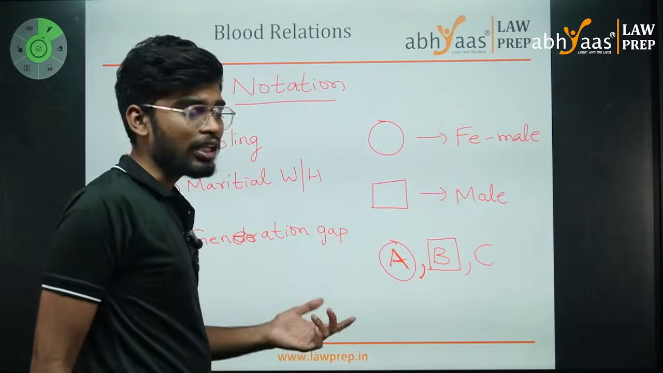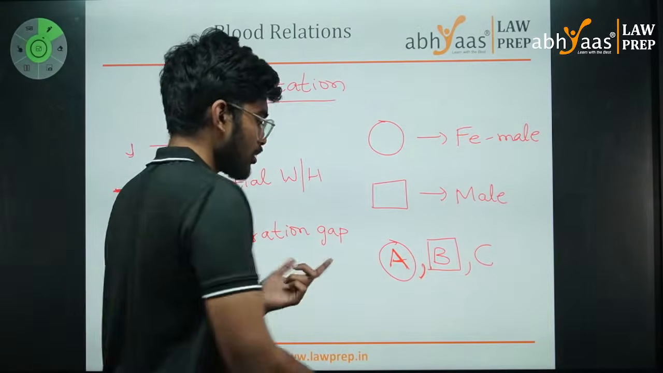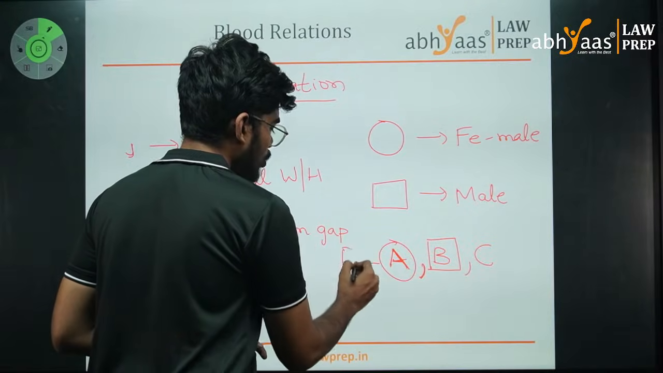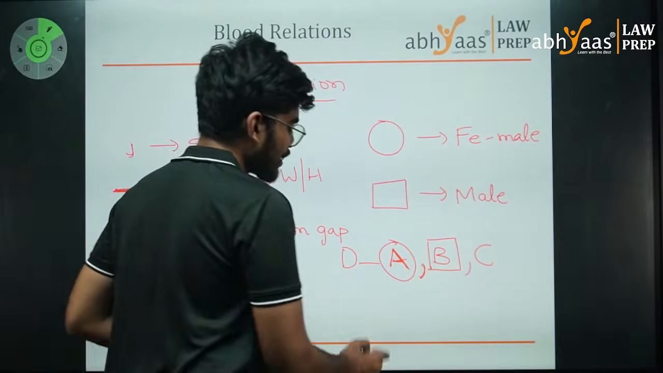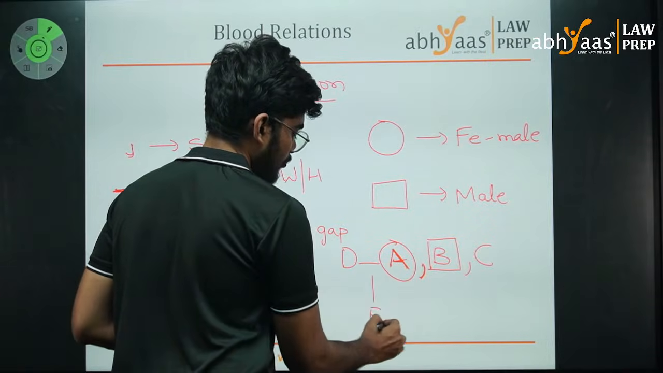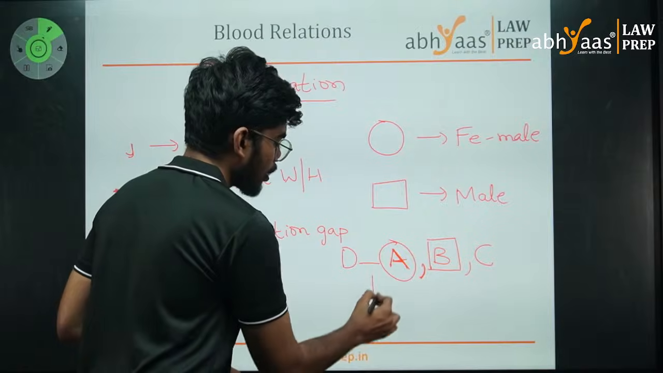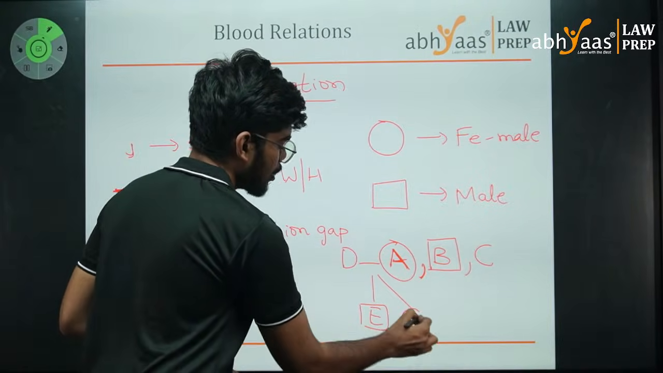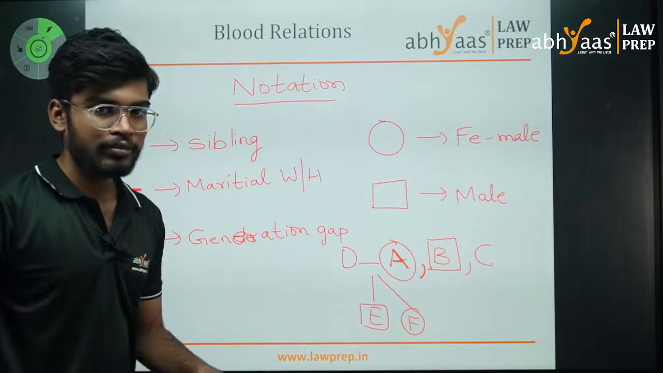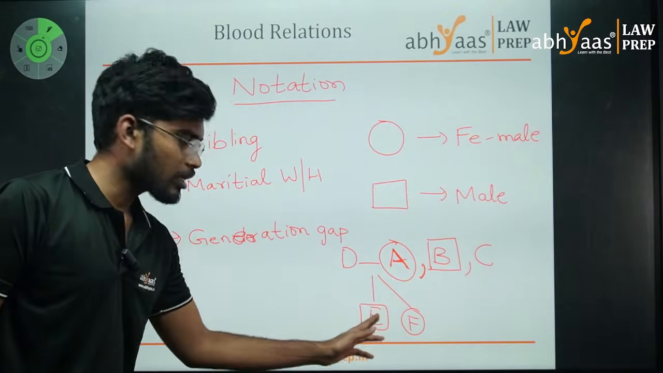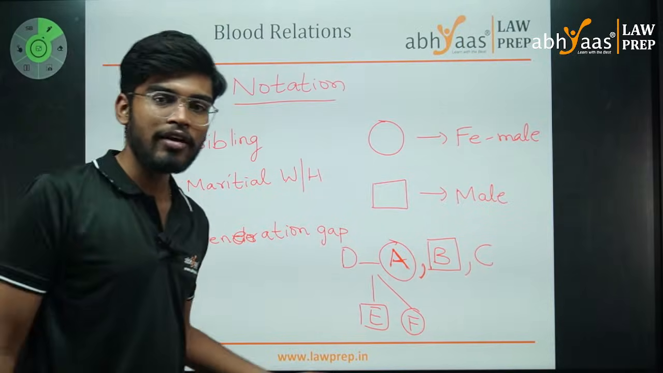Say, for example, if A is married to D, a horizontal line indicates that it is a marital relation. And they have a son E and a daughter F. How is E related to B? Tell me, how is E related to B? See, sister's son will be a nephew.